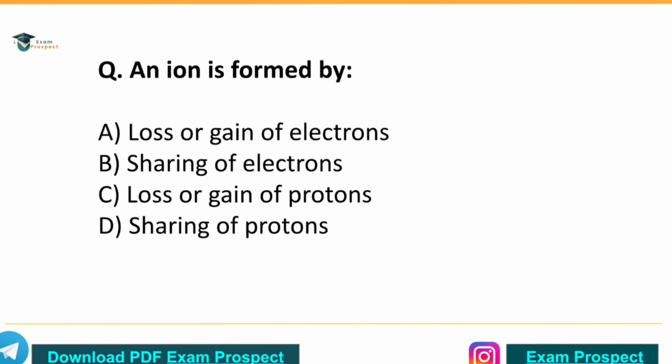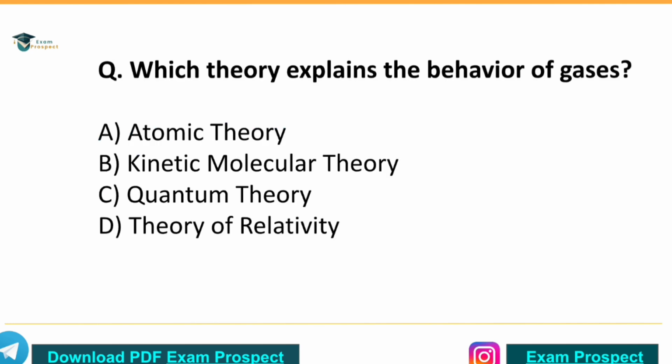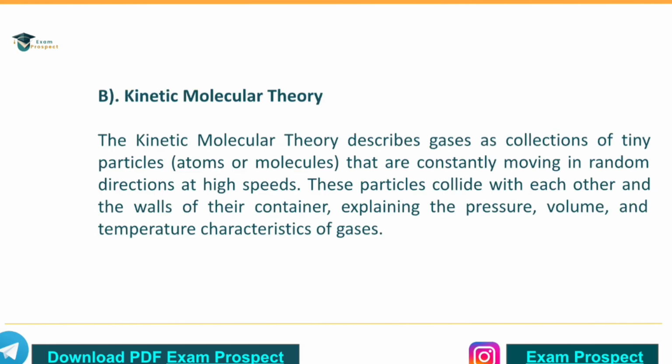Next question, an ion is formed by. The correct answer is option A, loss or gain of electrons. Next question, which theory explains the behavior of gases? The correct answer is option B, kinetic molecular theory.